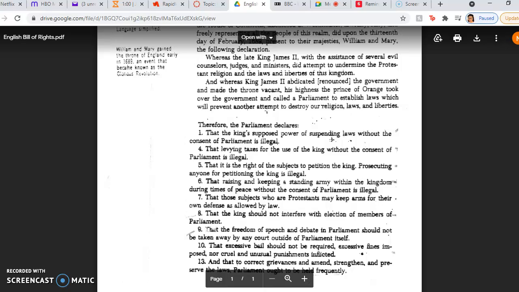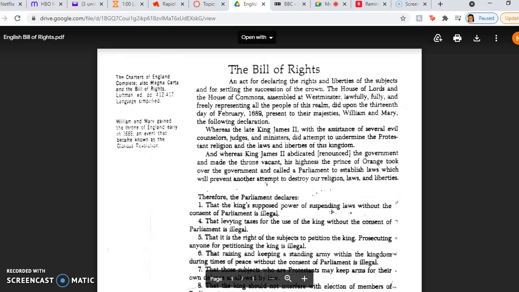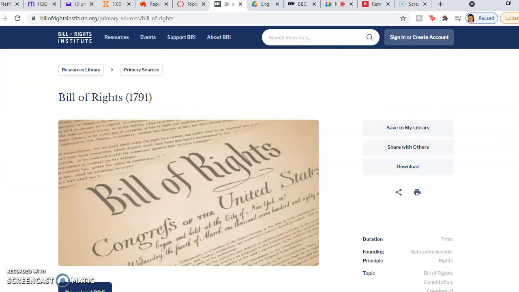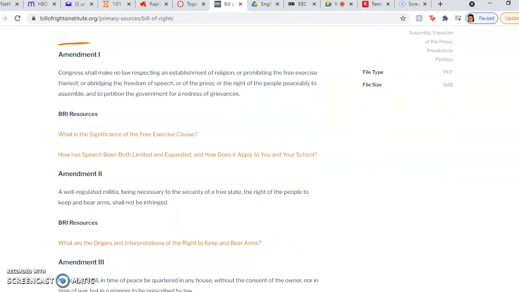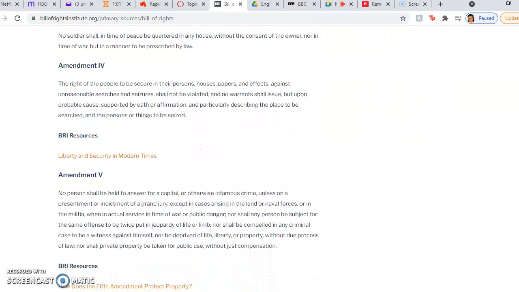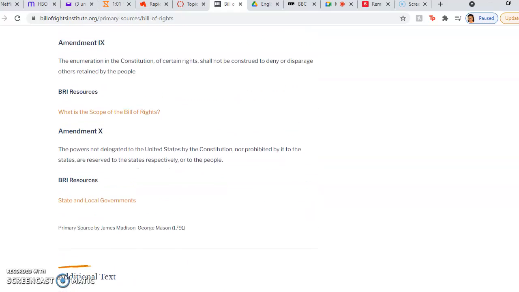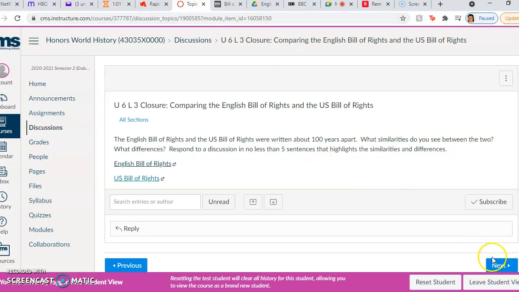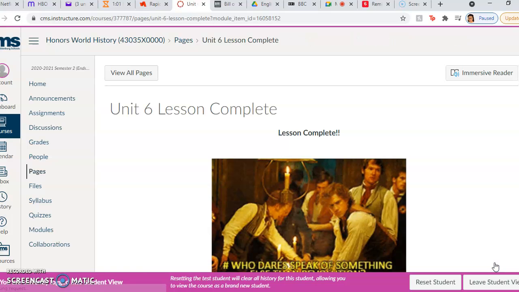So the Parliament is declaring what the king has the power to do. The king can't do everything he wants. You can see how this is going to lead into the American Revolution after a while. Then you compare the U.S. Bill of Rights, and you just scroll down and read all the amendments. Read everything that we have here, okay? So you will be aware of what America chose to do versus what England chose to do. And then after that, you will be done.